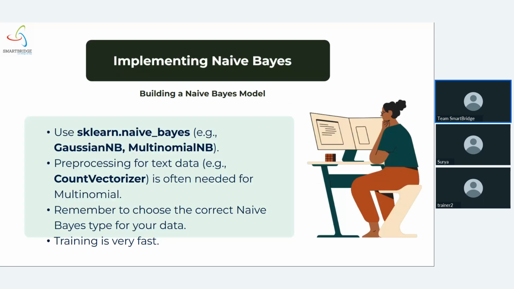For implementing naive Bayes, we need to get the library sklearn. Scikit-learn is the library we'll be using to import naive Bayes. After that, you need to get naive Bayes from scikit-learn. For pre-processing the text, you need to use CountVectorizer. And if you're using Gaussian naive Bayes, multinomial naive Bayes, or Bernoulli naive Bayes, you need to define that when importing the model.